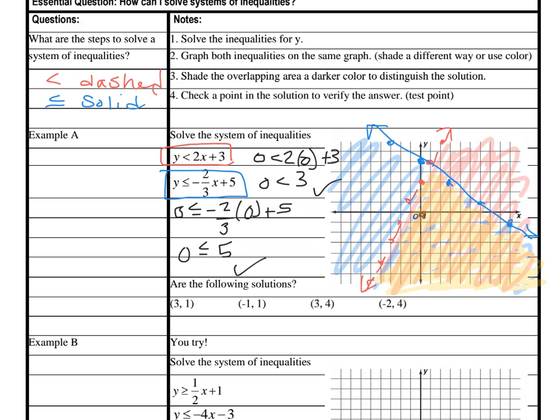So now we need to check, are the following solutions? So we're going to graph all 4 of these points and determine if they are solutions or not. So if they fall in this yellow area here, or on this blue line touching the yellow, they will be a solution.